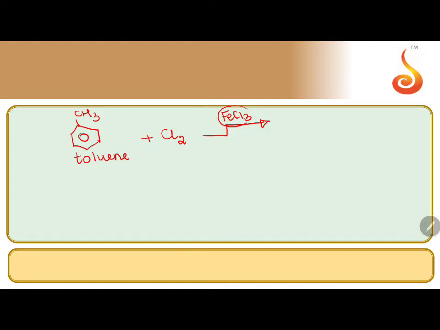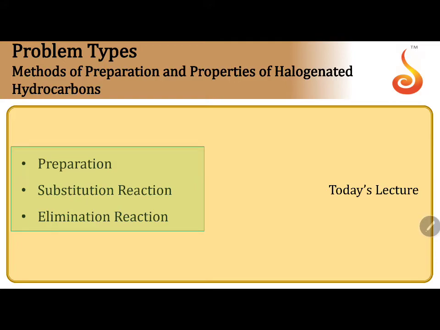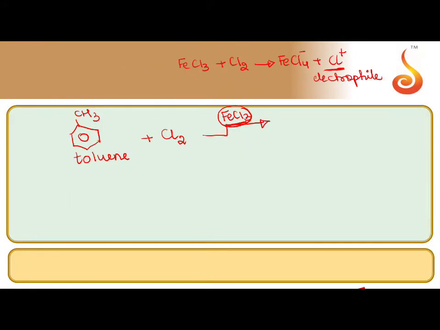This FeCl3 is a Lewis acid. FeCl3's job is to react with chlorine and we get FeCl4 minus and we generate a Cl plus. Cl plus is electron deficient and hence we can call it an electrophile. This is similar to AlCl3, anhydrous AlCl3 catalyst. AlCl3 also gives the same thing.